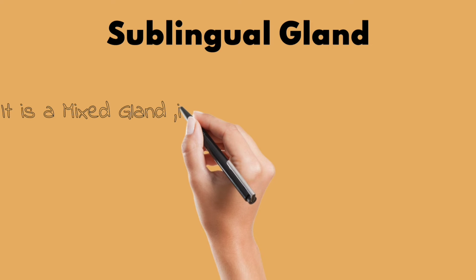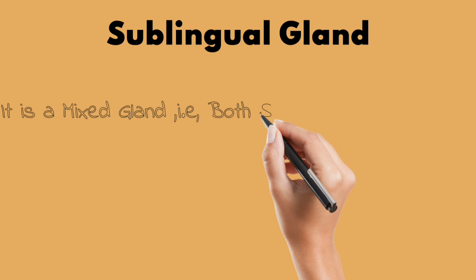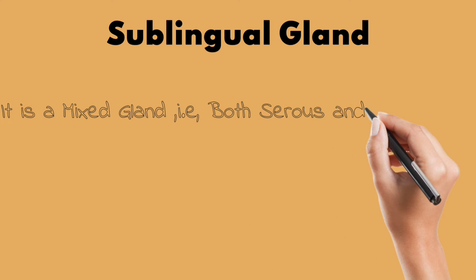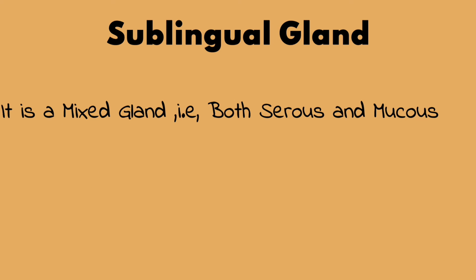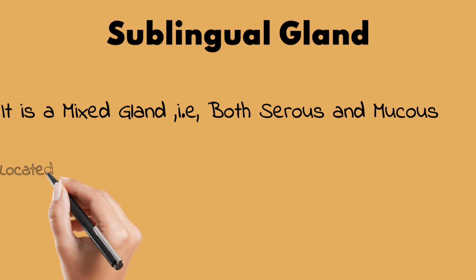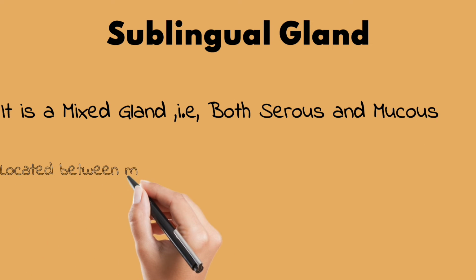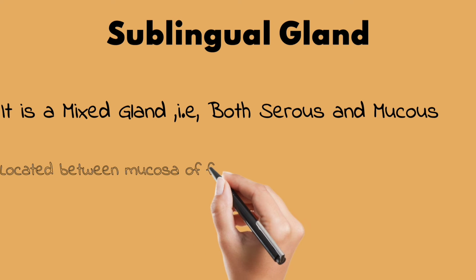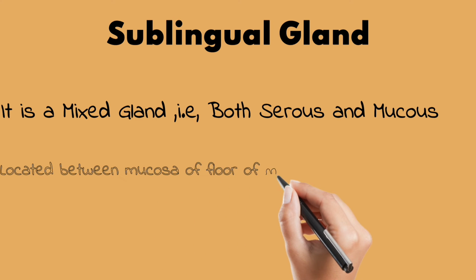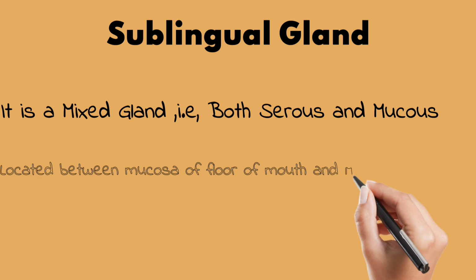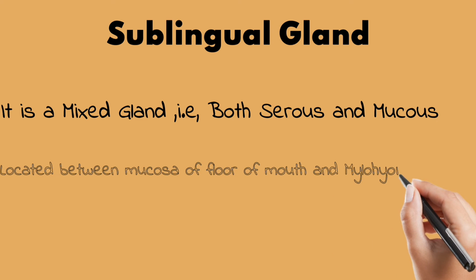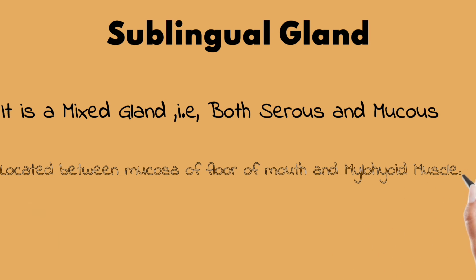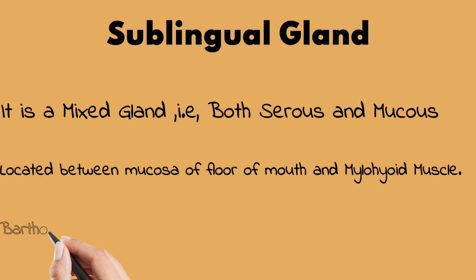Finally, we have the sublingual gland, which is the smallest major salivary gland, and it is located between the mucosa of the floor of the mouth and the mylohyoid muscle. There are two types of ducts. The main duct is the Bartholin duct, and small ducts are also present, the ducts of Rivinus. So there are two ducts, the Bartholin duct and the duct of Rivinus. The sublingual gland only produces 5% of the saliva.